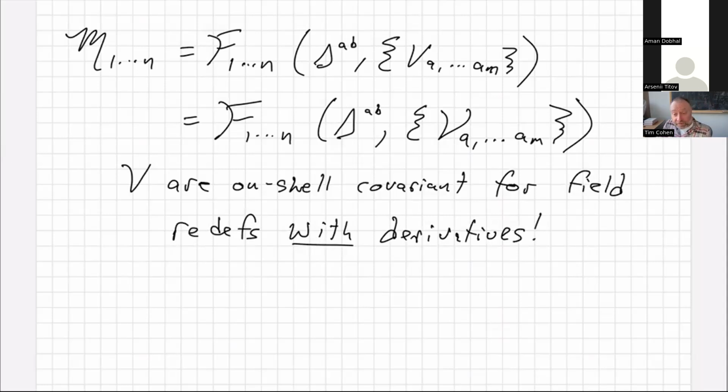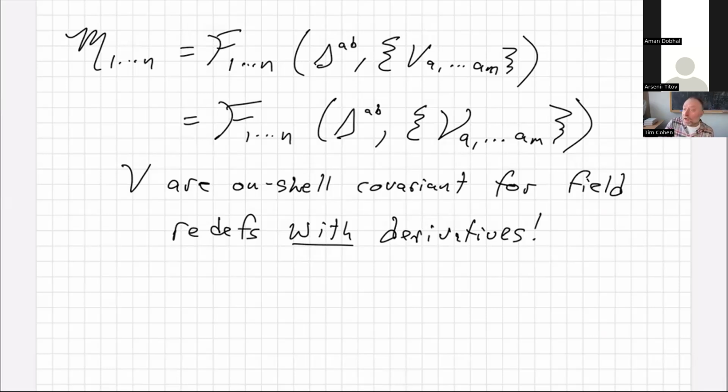Okay. The previous formula I wrote, that wasn't true, but in this formula now, again, these indices are tracking both field and momentum. Okay. And we have explicit formulas for how to derive these V's, which are manifestly on-shell covariant. Okay. And so this allows us to define a notion of functional geometry. Okay.